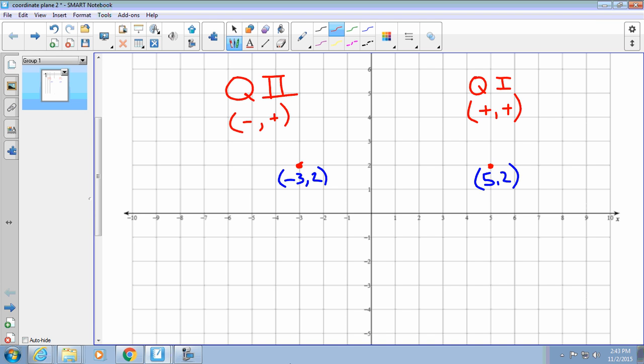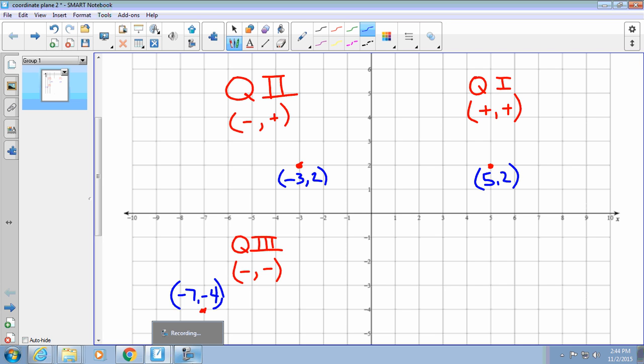Below quadrant 2 is going to be quadrant 3. And quadrant 3 is our negative quadrant. We have negative x followed by negative y. An example would be, let's try this one here, negative 7, negative 4. So that would be negative 7, negative 4. That would be our negative quadrant.